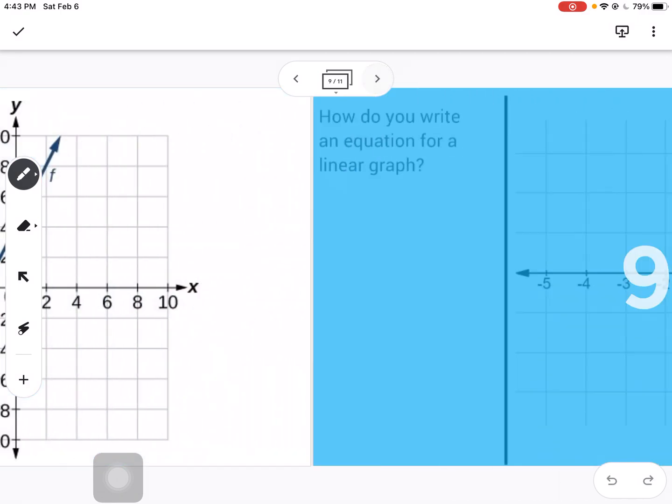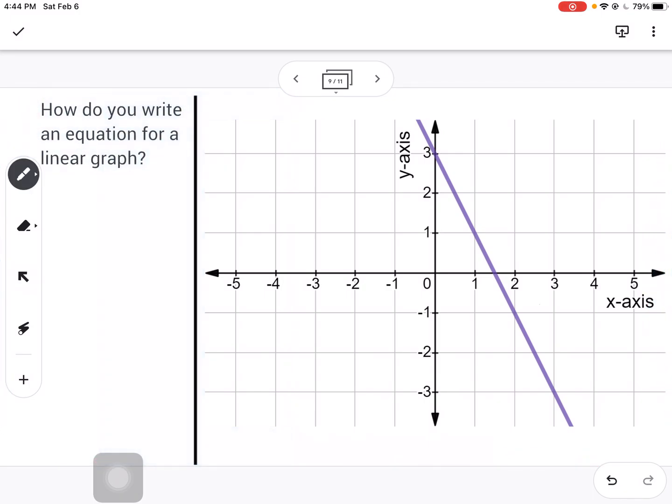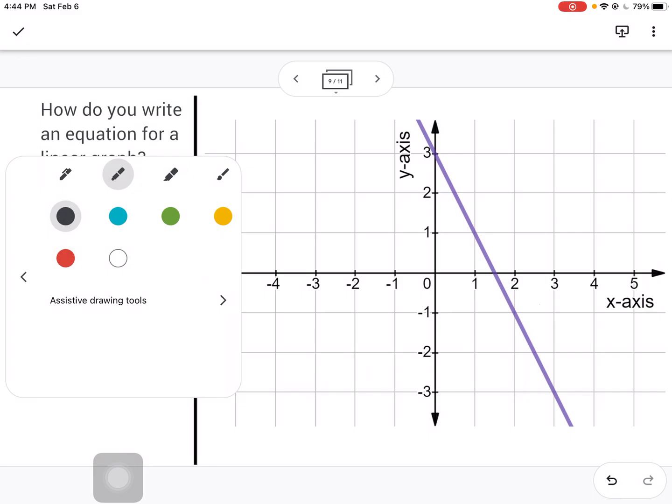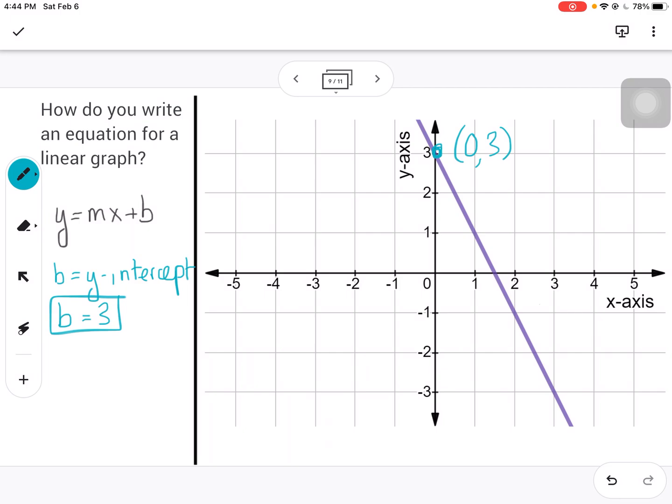All right, let's do one last graph example. So again, y equals mx plus b. Let's start with our b again. B is our y-intercept. If we look at our line and our y-axis, our y-intercept is at 0, 3. So our b value is 3.